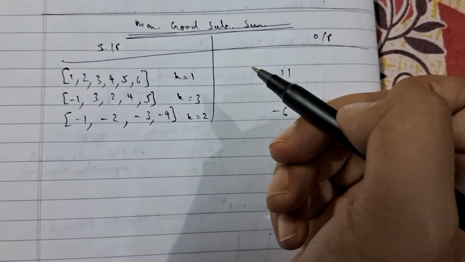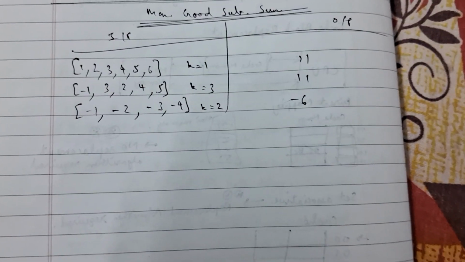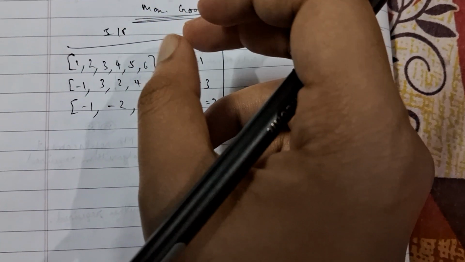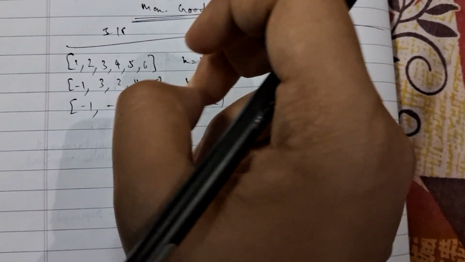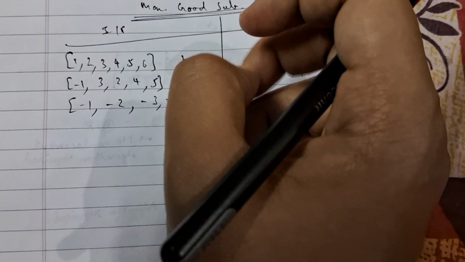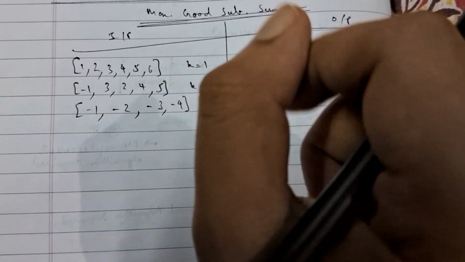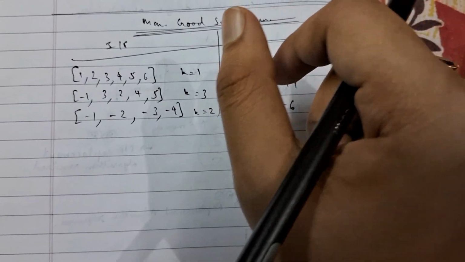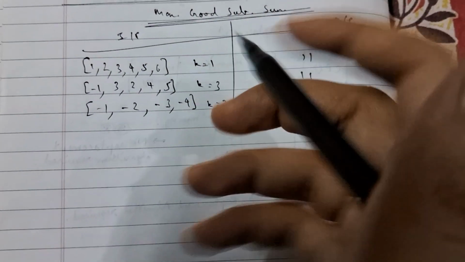So basically, in this problem, you're given an array and you have to find a subarray such that the absolute difference between the first and the last element is equal to k, and you have to find such a subarray which is giving the maximum subarray sum. So you have to find the maximum sum of that subarray. That is how it works.